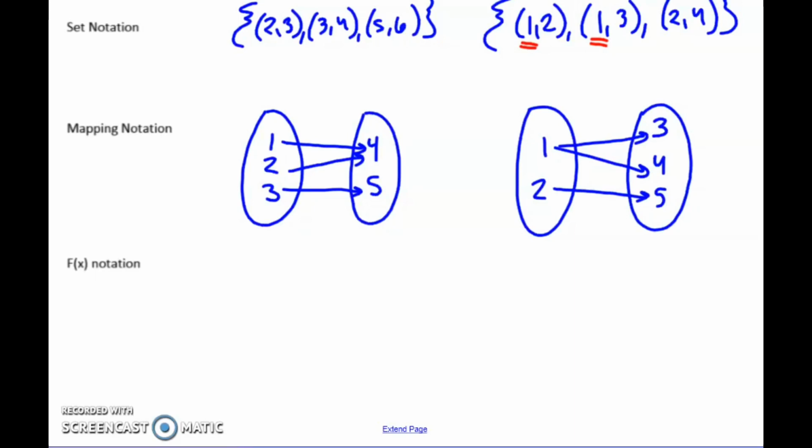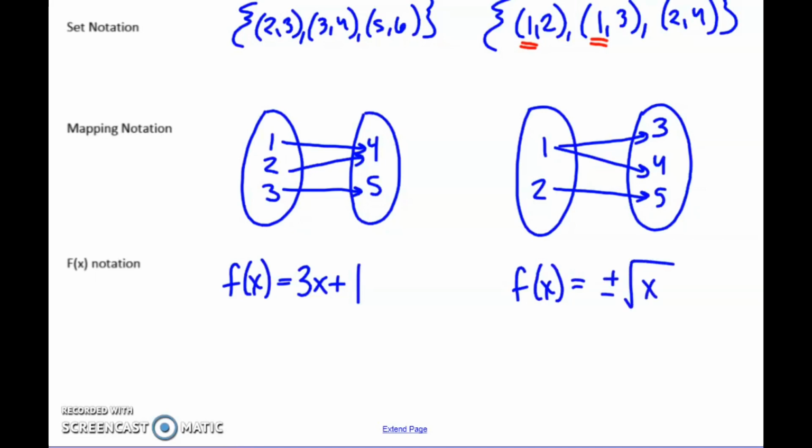And our f of x notation, simply, I'm going to create something here. f of x equals, let's just say 3x plus 1. All right, that is a linear function. And here's another one, f of x equals plus or minus square root x. Now, don't worry if you don't know what this looks like right now, first day. But I'll just do a quick sketch here.